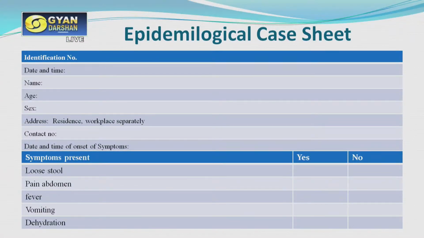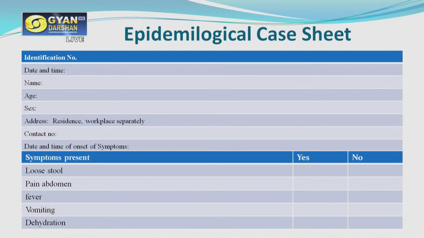That also you need to ask, and a detailed history about the symptoms present. For that there is an epidemiological case sheet also given in the practical manual, in which you can take this data, like the date and time when you have visited the patient, name of the patient, age, sex, his address, residence or workplace. Also you can ask where he is working. Maybe he caught the infection from the workplace or the residence, we don't know. If you know both of the things, then the contact number is also very important.